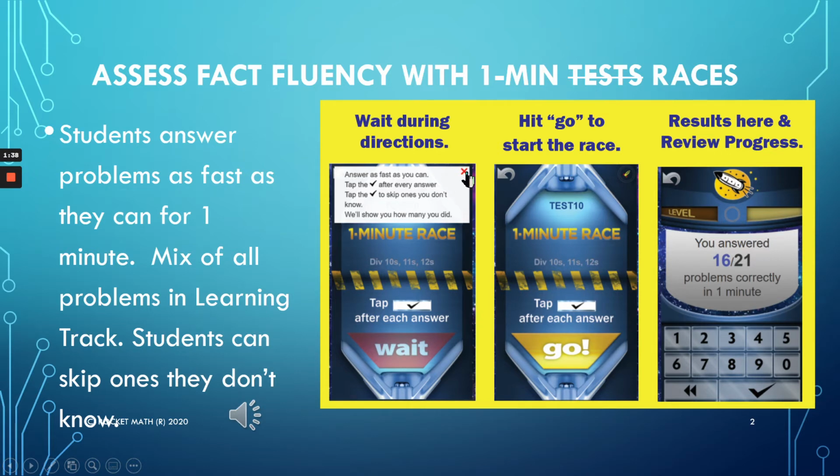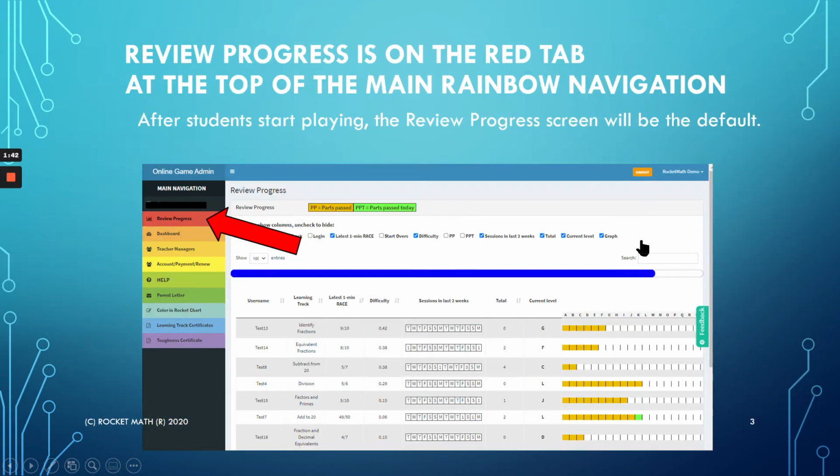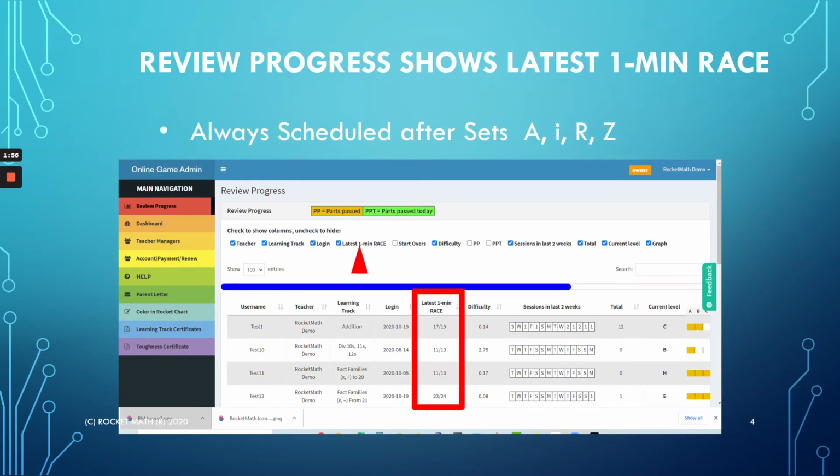You see the data here that they get to see right when they finish the test. Oh, and they can skip those directions after a while. They just click on the red X and do that. You can also see that if you go to your review progress screen. So this is the rainbow connection here, and review progress is the red bar at the top. Brings you to a screen that looks like this. And in that screen, right here, this column says latest 1-minute race. And so it gives you the results of those after they do it.